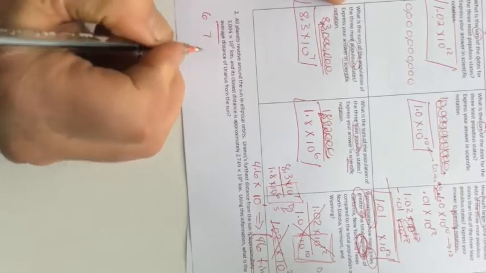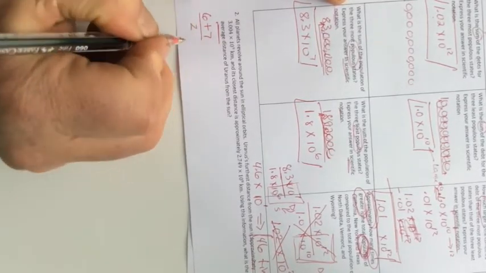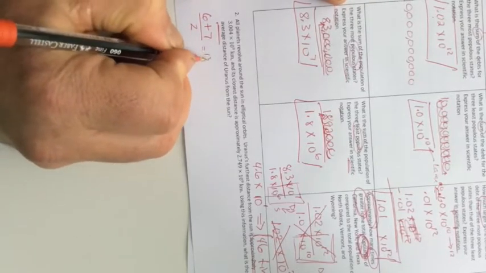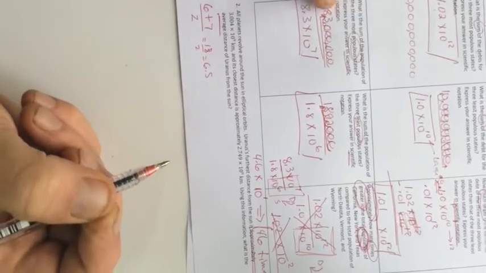Okay, average. Let's say you got a 6 on one assessment and a 7 on the other. How do you calculate an average? Well, you add them up and divide by how many there are. That would be 13 divided by 2, which is 6.5. That's how we do average. You add them up and divide by how many there are.